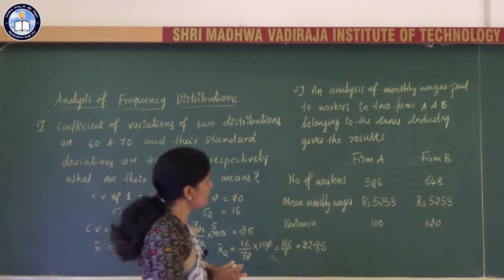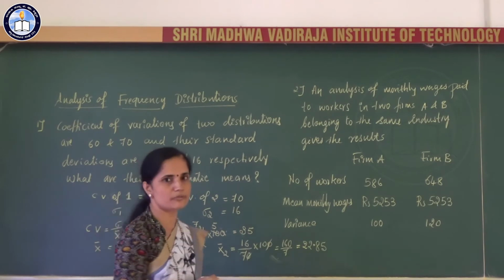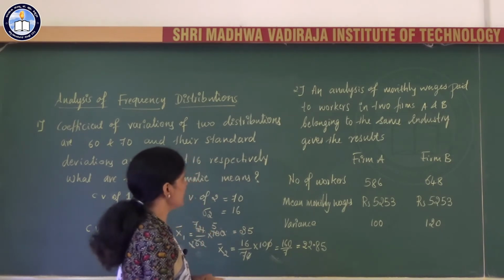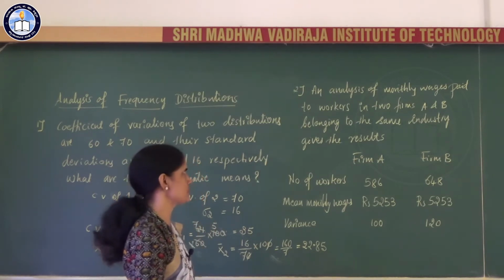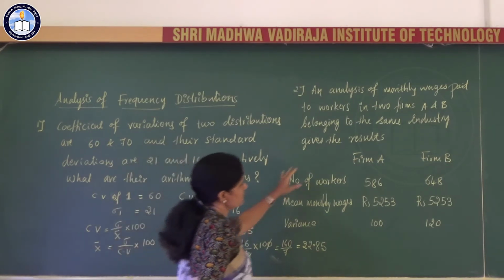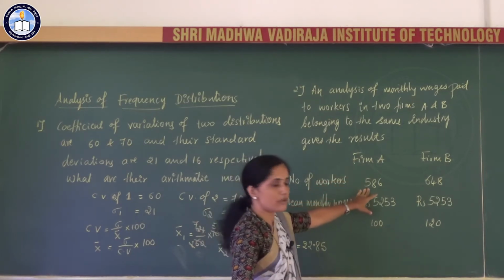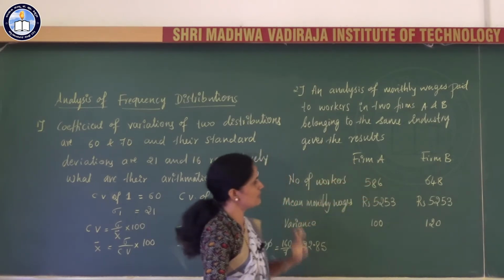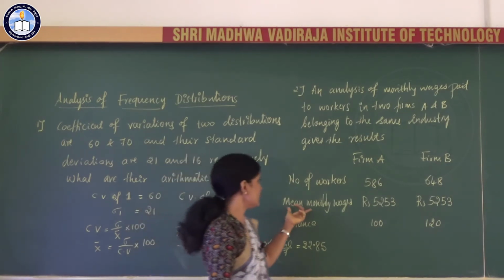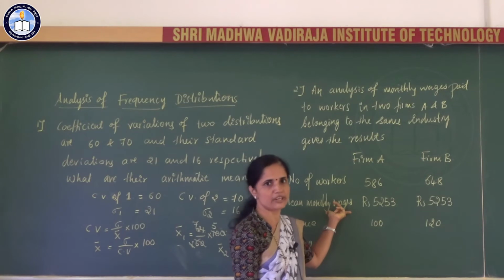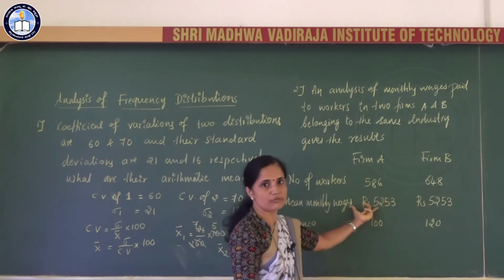An analysis of monthly wages paid to the workers in 2 firms, units A and B, which belong to the same industry, gives the result as follows. In firm A, how many workers are there? 586 workers are there. In firm B, 648 workers are there. And the mean monthly wages, that is the average wages given to them, is 5253 and 5253.